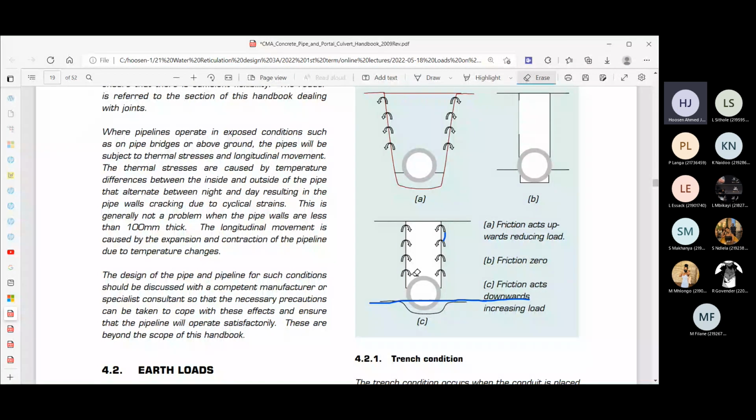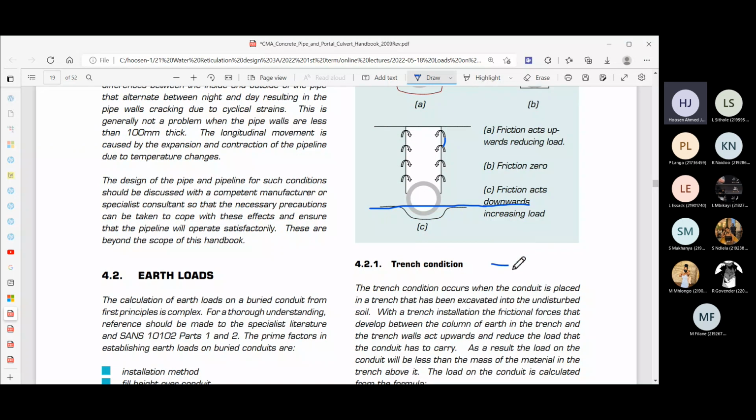Now, in an embankment condition, there are three circumstances that can arise. One is you've got the natural ground like that, and the pipe is totally above it. We refer to this as a positive projection. You'll come across the terms in these notes: positive projection and negative projection. Another circumstance is where the pipe is partially above and partially below the ground level, but you still have a positive projection.